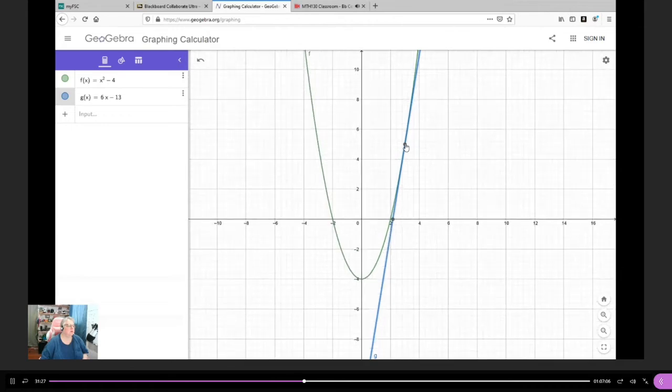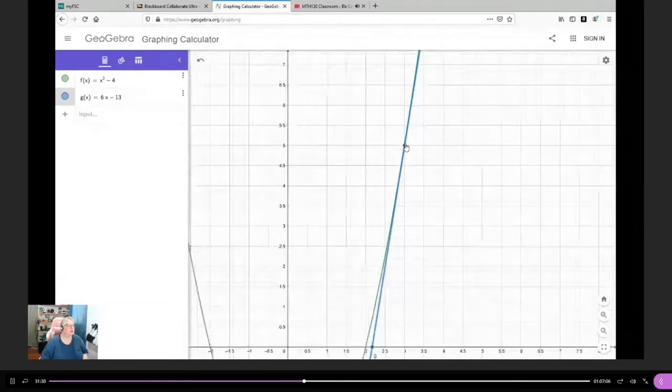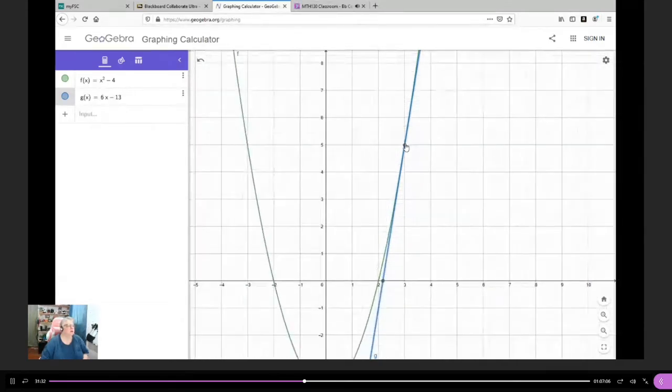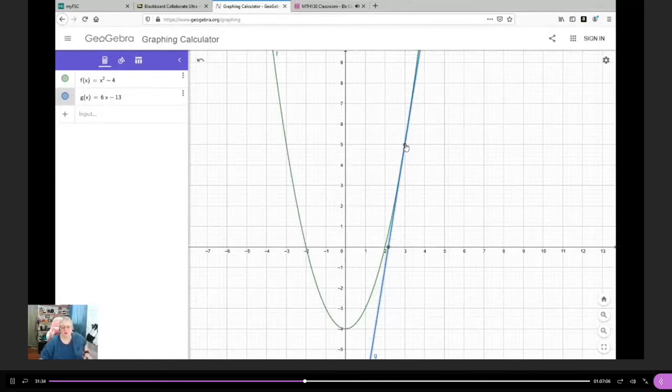If I zoom in, it'll be easier to see. Actually, I'd have to zoom too far in to make that make sense. So you can take your function and your tangent line, and you can confirm that what you've got is the tangent line to the curve.